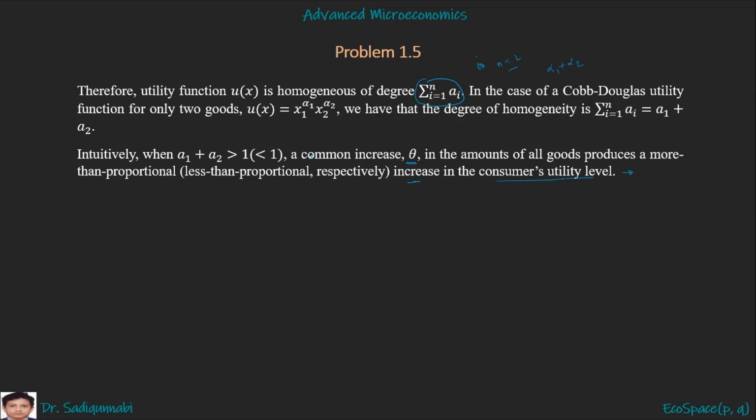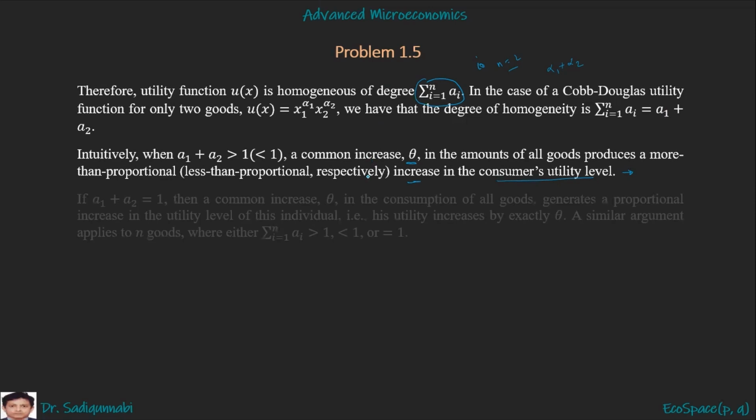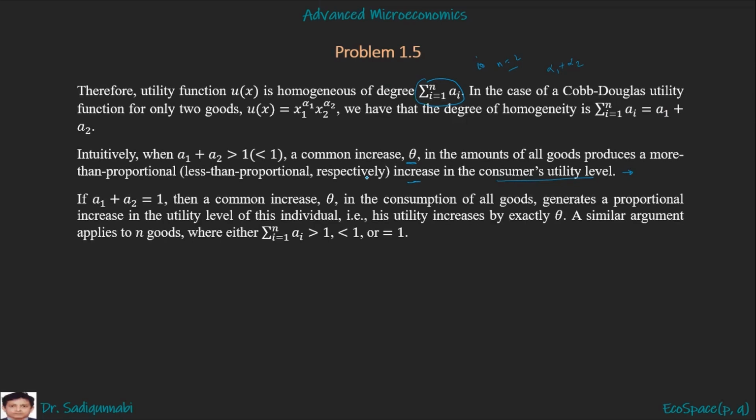So if we multiply the input by a common factor, the output is increased by that factor, or more than that factor, or less than that factor, depending on the degree of homogeneity. If the degree of homogeneity is more than 1, it is called increasing. Less than 1 means decreasing, and equal to 1 means constant.